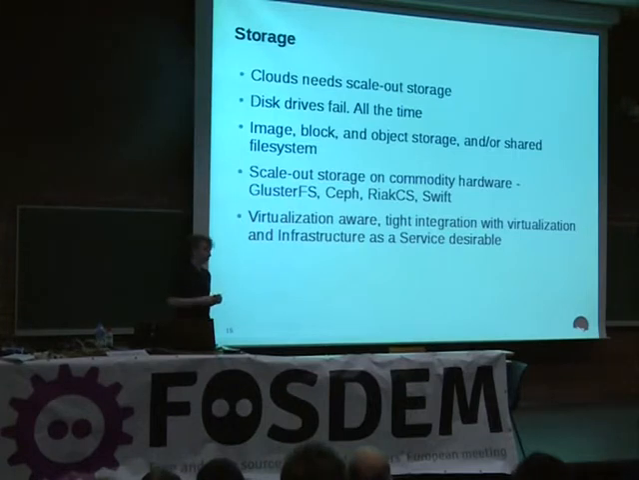And Swift is the object store which comes with OpenStack. Swift is an eventually consistent data store: you store your object there, it creates three copies of it on three different servers, and you know that at some point things are going to be okay. And that's fine for most use cases, I guess.